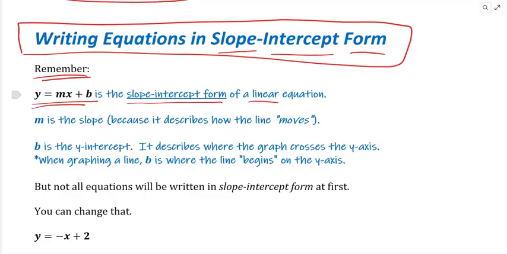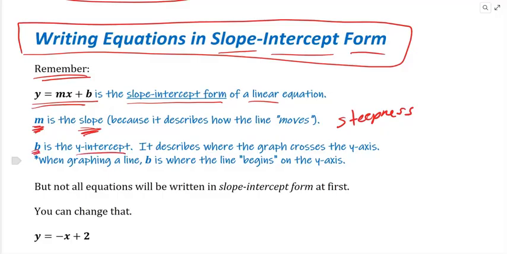So in the slope-intercept form of a linear equation, m is the slope. Why is slope m? Because it describes how the line moves. It describes how much it goes up compared to how much it goes over, or down and over. All right, so m is the slope, it describes the steepness of the line. B is the y-intercept.